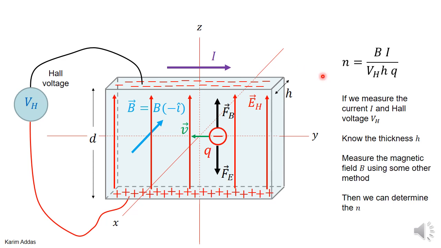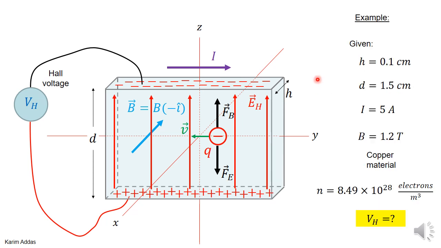The other thing you could do is, if you rewrite n in terms of the other variables, then if you measure the magnetic field in a different way, some other technique, and you know what the current is, you measure the Hall voltage, you know what the thickness is, you know of course the charge of an electron, then you can actually determine the number of charges per unit volume of this material. So this is another useful thing you can use this for.